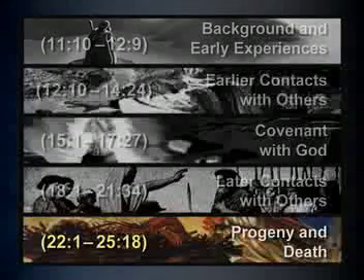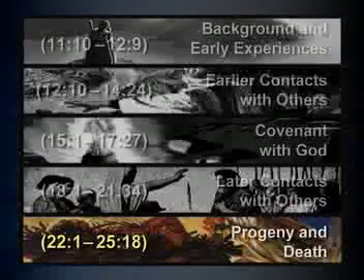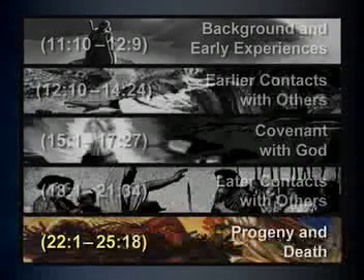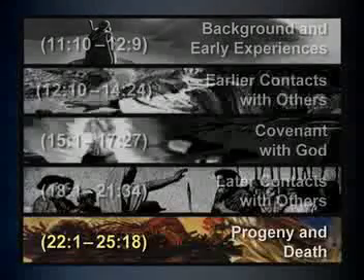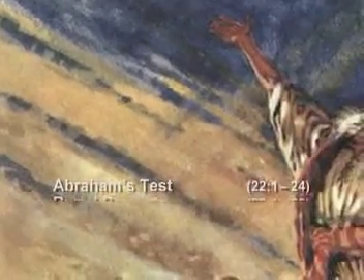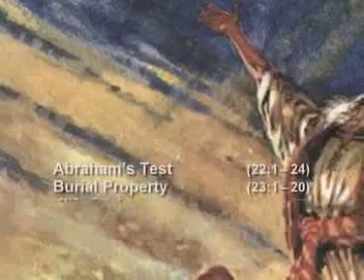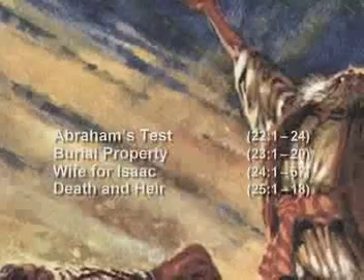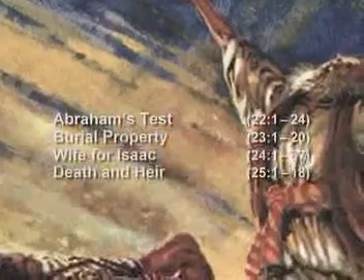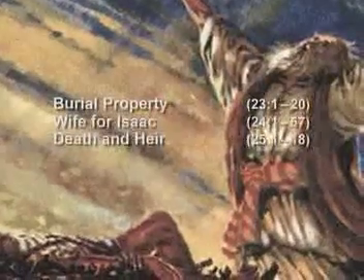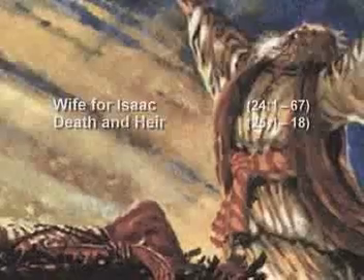As we might expect, the 5th and final section of the patriarch's life in chapter 22, verse 1 through chapter 25, verse 18, deals with matters toward the end of Abraham's life, especially with his progeny and death. It records how God tested Abraham. It records Abraham's purchase of burial property. It records how Abraham found a wife for his son Isaac, and it also records Abraham's death. These chapters focus on Abraham's wife Sarah and her son Isaac, the true heir of Abraham, giving them honor over Abraham's other wives and their sons.